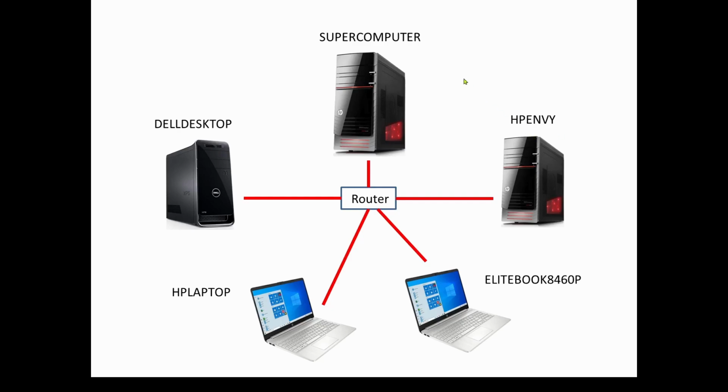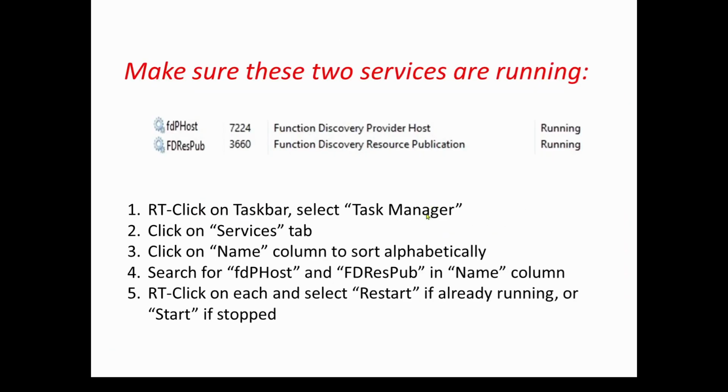So what we're going to do in this video is talk about one method that I use that I found to be almost 100% reliable to make sure that computers show up in File Explorer. One of the issues that I've found is the most important is these two services that run in the background. When you set up network discovery in Windows, it causes these two services, FDResPub, Function Discovery Resource Publication, and FDPHost, Function Discovery Provider Host. Those two services should be running in order for your computer to be visible on the network.